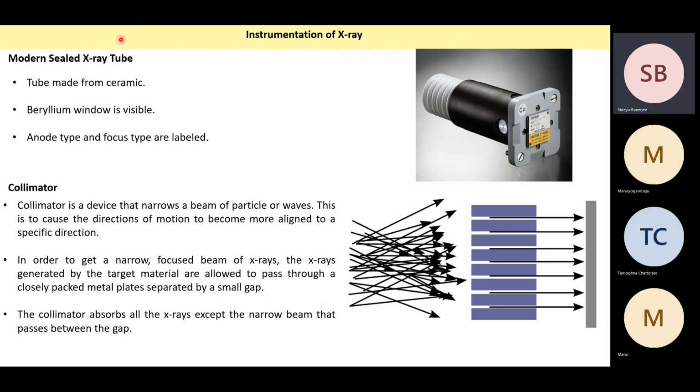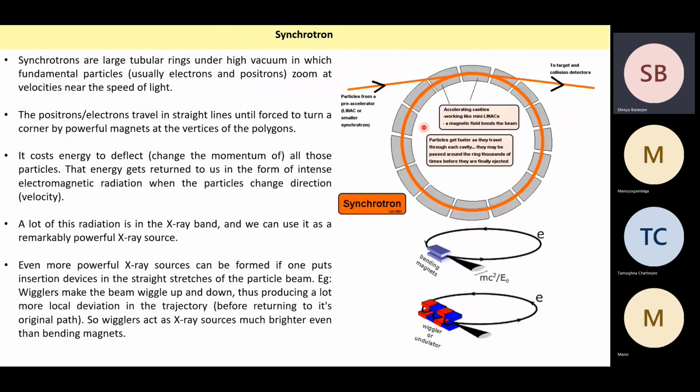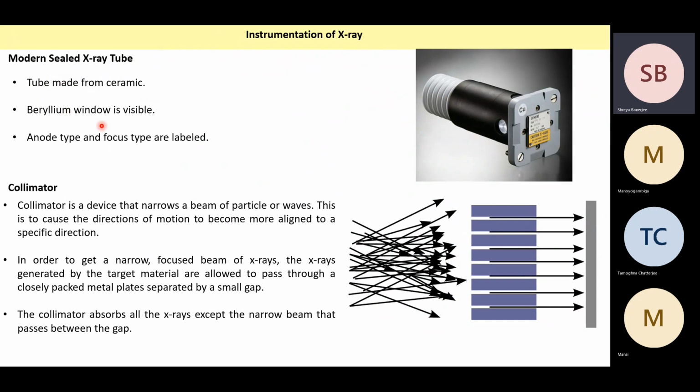Since synchrotrons take up a large area, if you want an X-ray source in a laboratory or home, then it is the modern sealed X-ray tube that is used nowadays, which is a variation of the sealed tube that we had studied, but it has three main advantages. First, the tube is made from ceramic. Next, the beryllium window is visible. And finally, the anode type and focus type are labeled. So it is a more advanced type of the sealed tube.